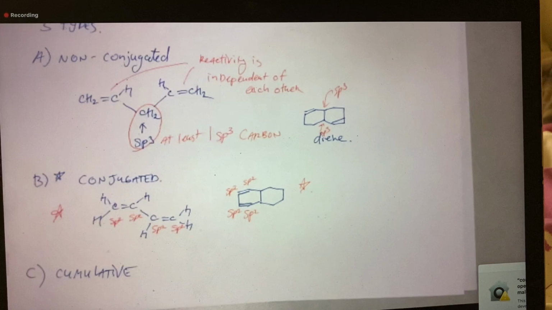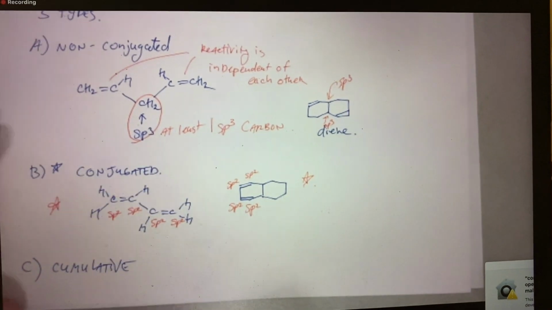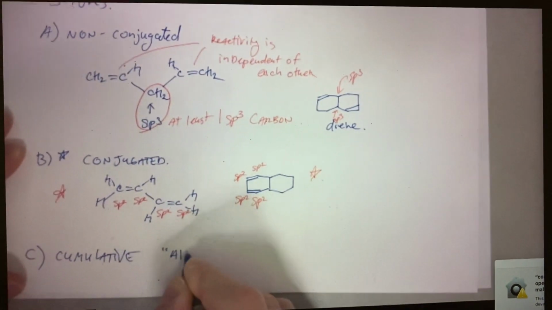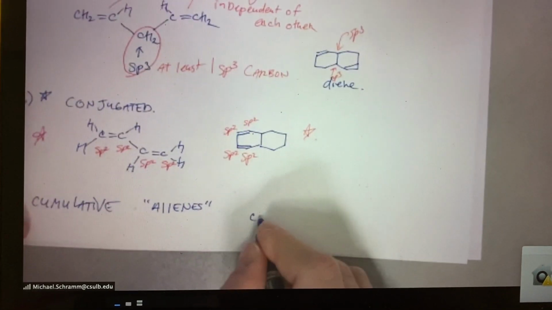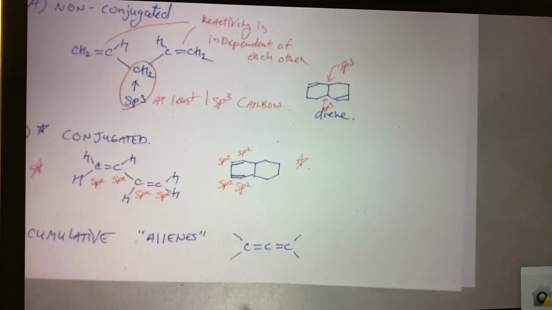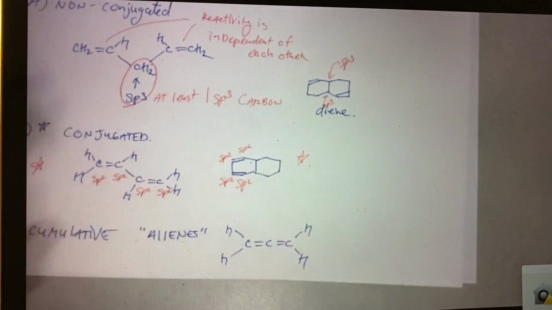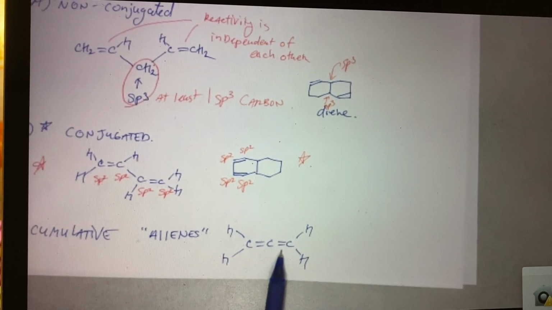You won't study them unless you go on to study chemistry at a graduate level, but we're going to just describe them. They're called cumulative, and there's another name for these, and they're called allenes. We won't do anything with them. But this is an example of an allene. I guess we can put all H's here. It's definitely a diene. There's alkene and alkene.